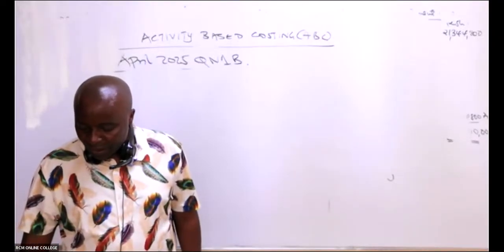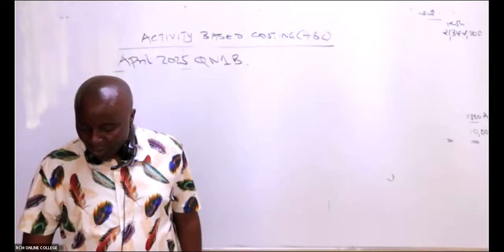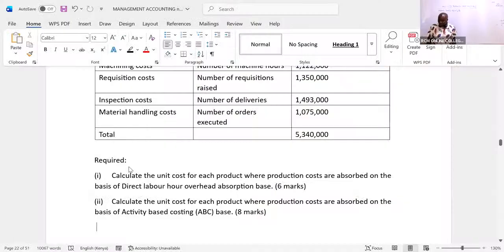So now they want us, ladies and gentlemen, to go and tackle Roman 2. In Roman 2, they want us to calculate the unit cost for each product, where production costs are absorbed on the basis of what here? ABC, activity-based costing. The first thing that I will do there is to look at cost drivers.